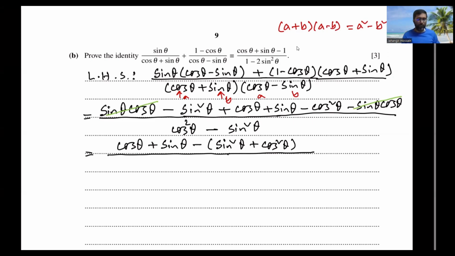And in the denominator, on the right hand side, you have to show 1 minus 2 sin square theta. So you have to convert the cos square theta in the denominator into sin square theta. And the Pythagorean identity we are using here is sin square theta plus cos square theta equal to 1. So the denominator cos square will be 1 minus sin square.